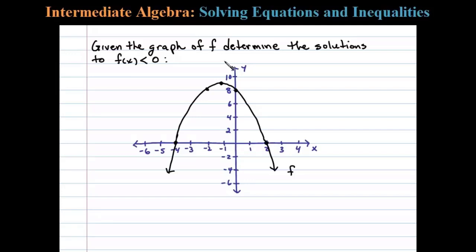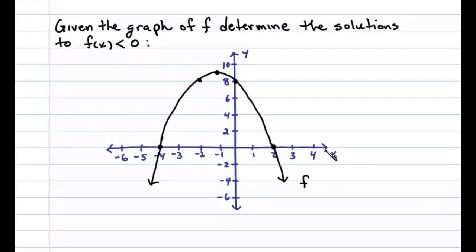Given the graph of f, determine the solutions to f of x is less than 0. In other words, we want to find all the x values where the function is negative. Geometrically, that means to find all the x values where the function lies below the x-axis.